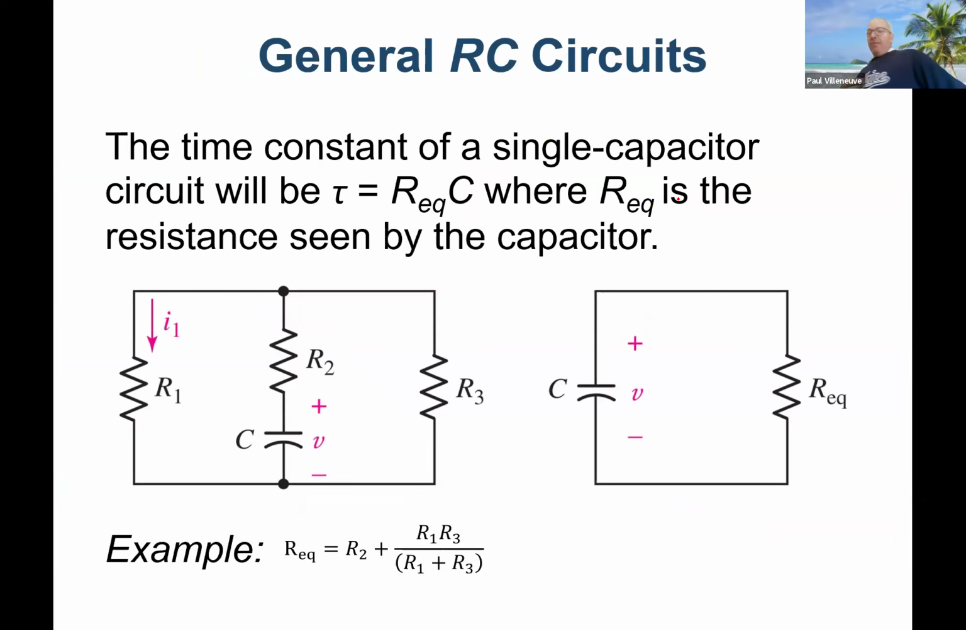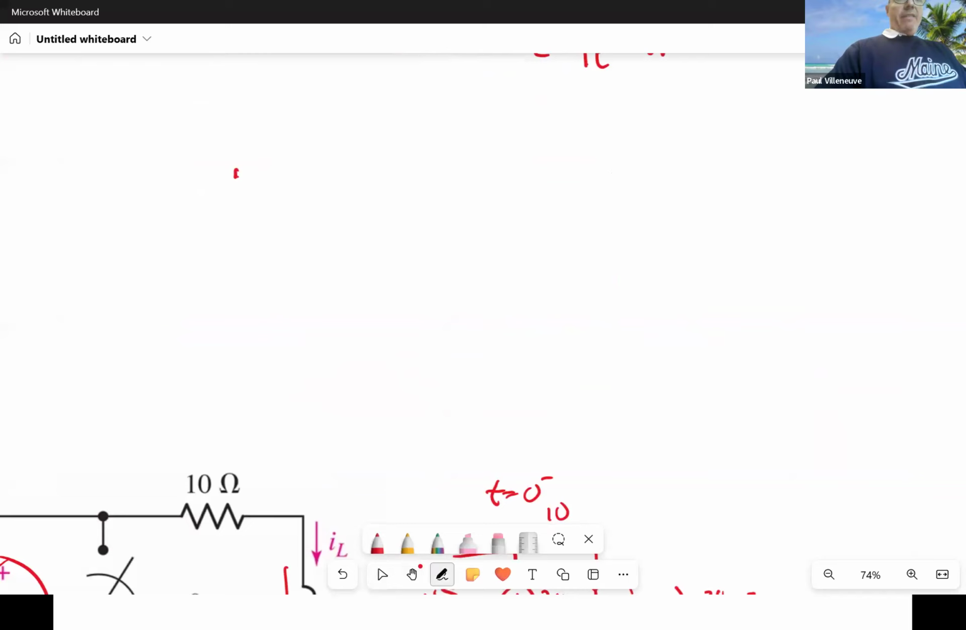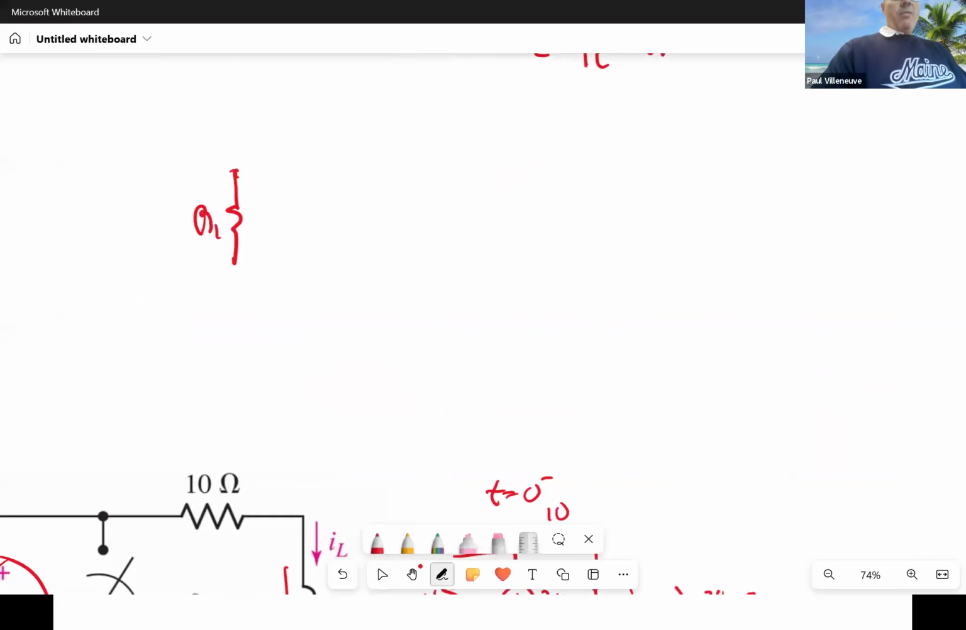All right, so if the circuits get more complicated, no big deal. You're just solving for R Thevenin, looking outside of there. So if I'm looking at this circuit here, what I see is I have, this was R1, R1, R2, R3. I'm looking externally.